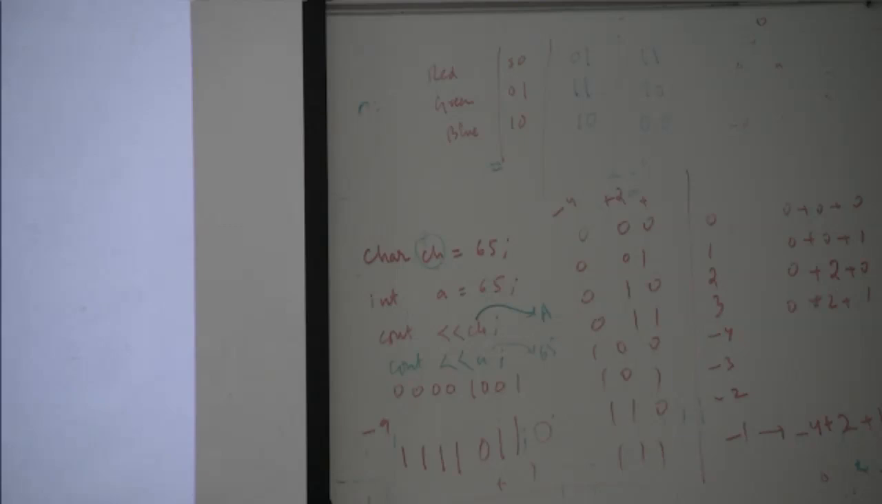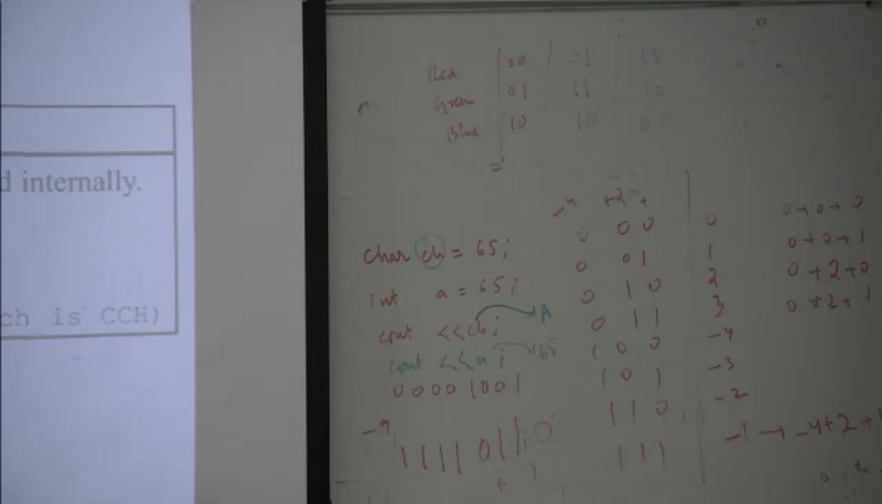Now if we have minus 5, what is the code for 5? 0101. How do we get the 1's complement? Invert all the bits. How do we get the 2's complement? Add 1. Got it? The same thing.